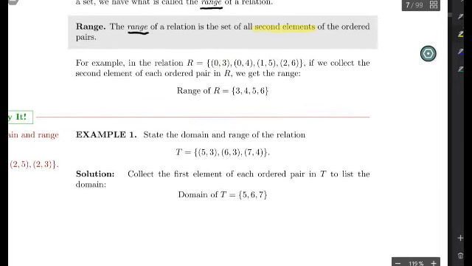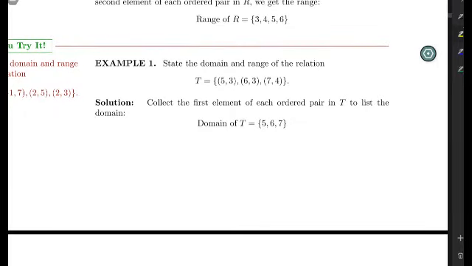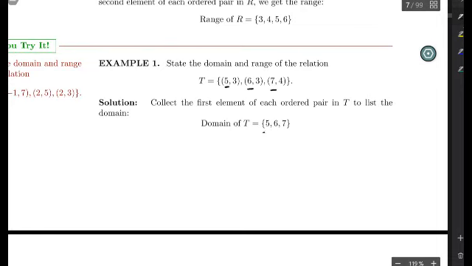Okay. So we have an example here. State the domain and range of the relation T equals the ordered pairs (5, 3), (6, 3), and (7, 4). Notice that we have the first elements 5, 6, and 7 here. And the domain of T is the name of that set.